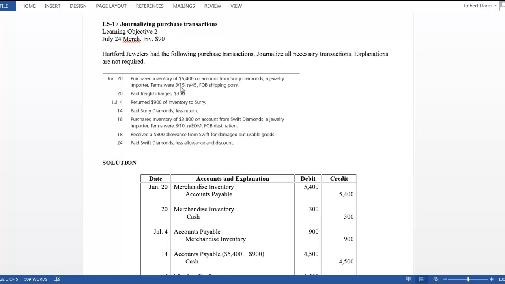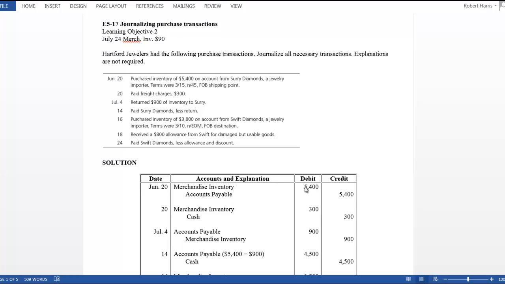Now remember, from your reading of the text, that means you get a 3% discount if you pay within 15 days. And regardless of if you take advantage of the discount or not, you have 45 days to pay it. And the shipping terms are FOB shipping point. So that means that it's the buyer's responsibility to pay for the cost of the shipping. Okay? And it tells us here below that the cost of shipping is $300.